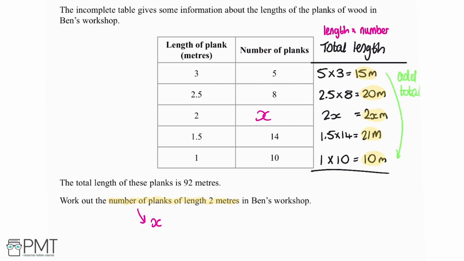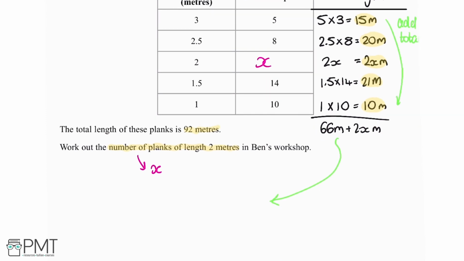So I'm going to add up the totals. So if I do 15 plus 20 plus 21 plus 10 gives us 66. And you might notice I missed out the 2x. So we're going to have to add on 2x. Now if we bring that down here, we're told in the question that the length of these planks in total is 92 metres. So I can form an equation by saying 66 plus 2x equals our total of 92.